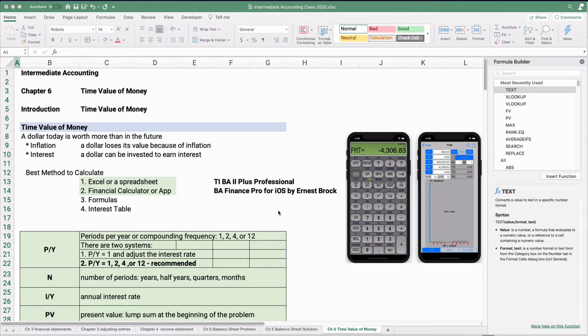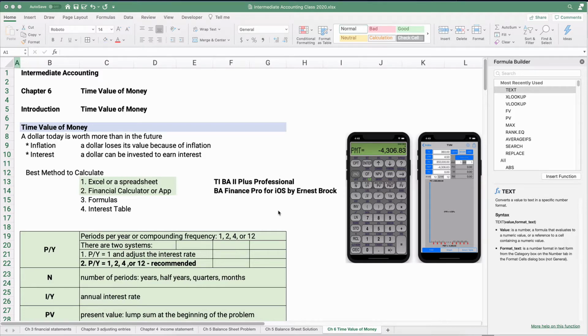I'm working on intermediate accounting, which is chapter 6, but this topic is universal for all business students, all people that want to learn about business or finances. So this is time value of money. It's an introduction to time value of money, and I'm going to do it on Excel.